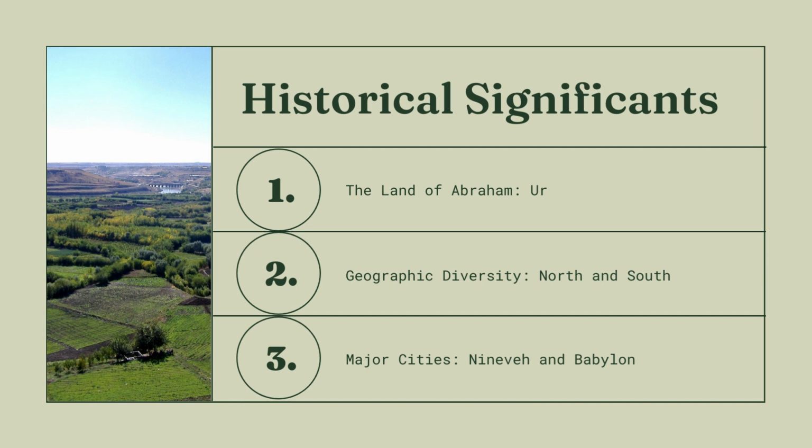So what's the historical significance of Mesopotamia? It is the land of Abraham. And Abraham is from Ur. So this is the land of Abraham. The geographical diversity from north to south. I mean, you have two mountain ranges coming together in the north. You have a southern area along the coast.